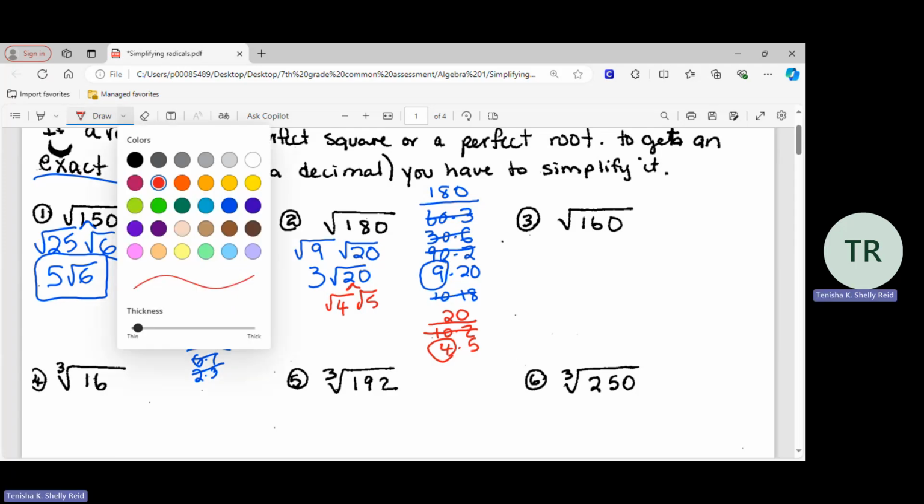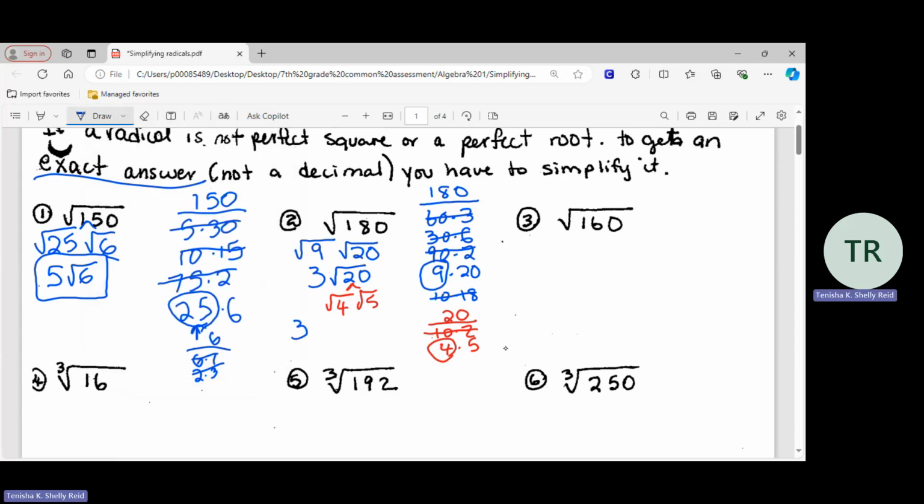I already had the 3. So I still have my 3 out here. And it's 3 times the square root of 4 times the square root of 5. Well, what is the square root of 4? It's 2. So now we have 3 times 2 times the square root of 5. My final answer is 6 radical 5 when I simplify it.